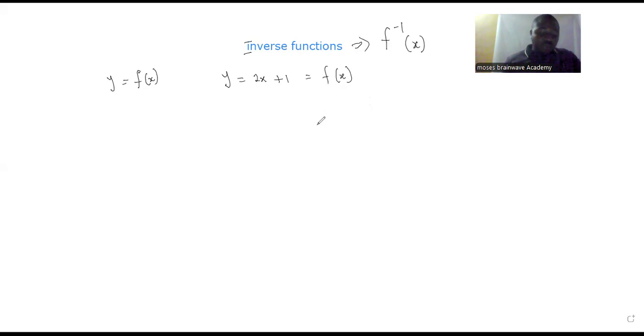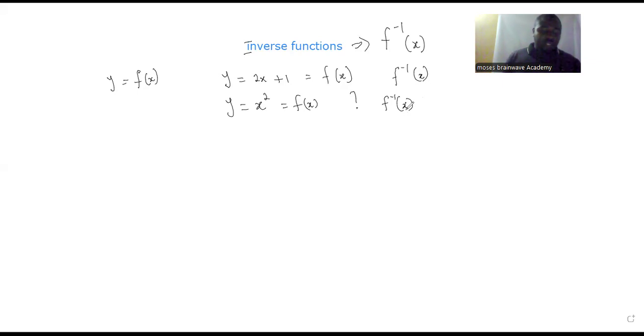Now, for example, if you have this function over here, what is the inverse, right? I have this function, x squared. This is f of x, right? So what is the inverse of this function? What are the inverses? That is what we're going to be discussing today.